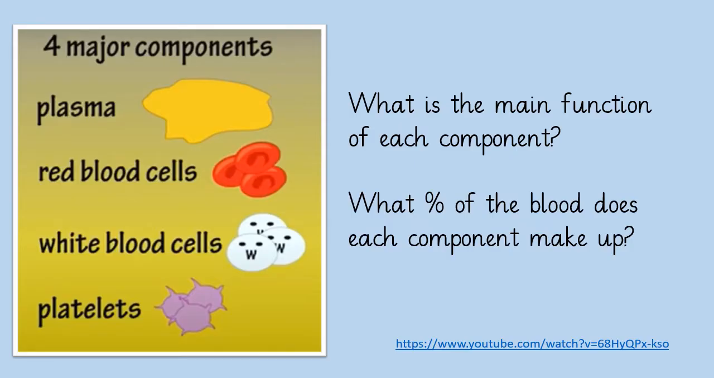So today we're moving on to blood, and there are four major components that make up your blood: plasma, red blood cells, white blood cells, and platelets. Now, we've already done a little bit of work on red blood cells during a comprehension, but we're going to look at all four of these main components. These are the things that make up your blood.